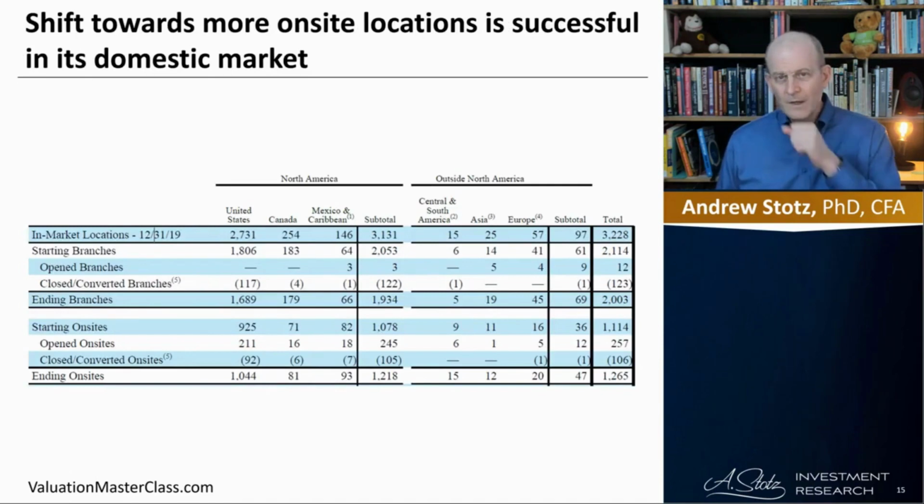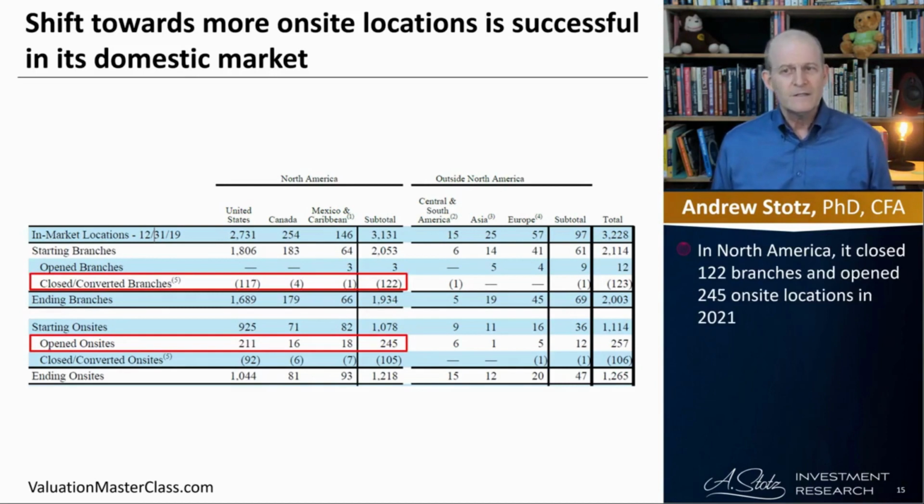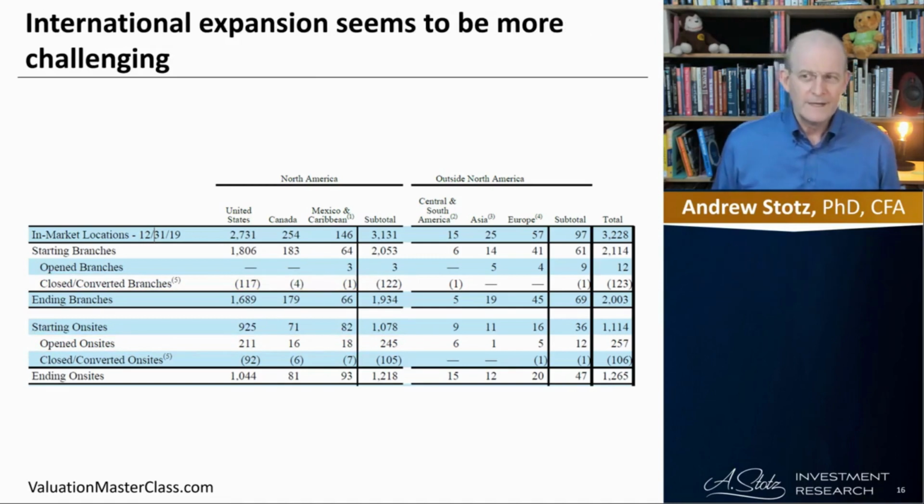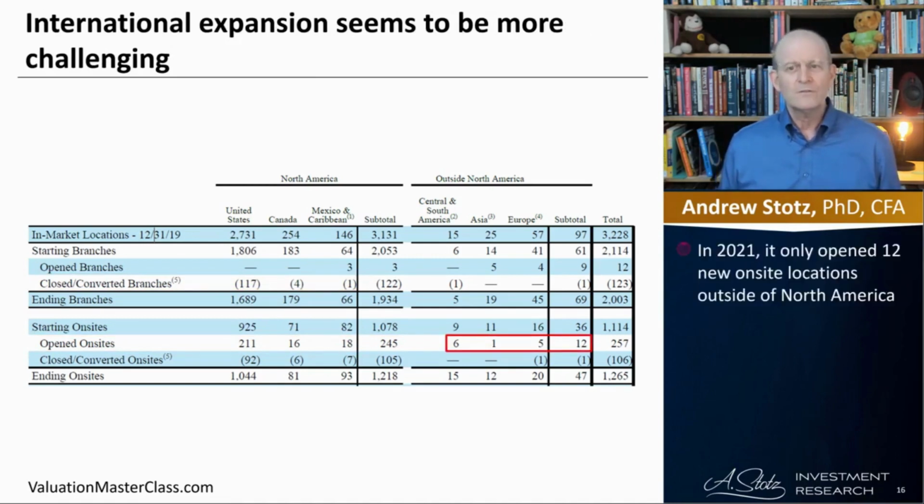So there's a shift towards the on-site location, and it's been successful in the domestic market. We can see in North America, Fastenal closed 122 branches and opened 245 on-site locations in 2021. But what about that international expansion? In 2021, it only opened 12 new on-site locations outside of North America.